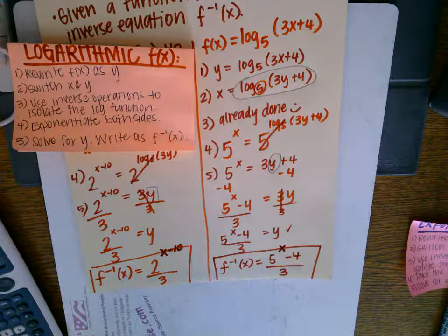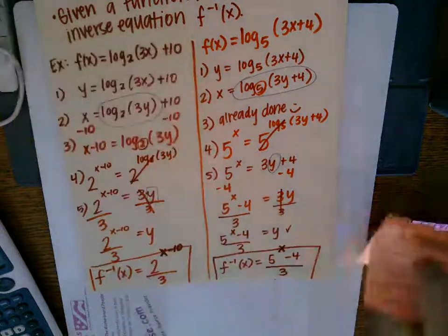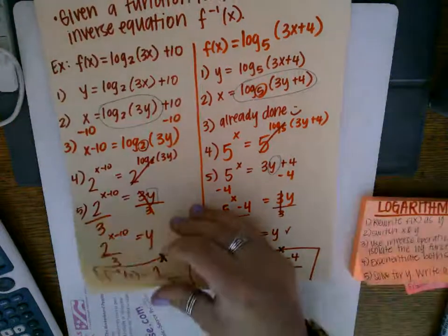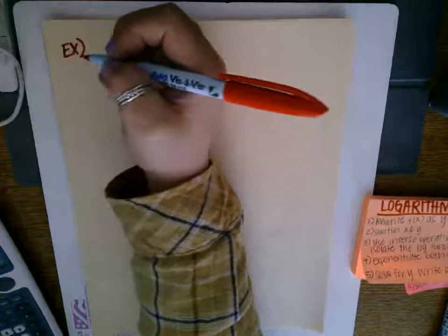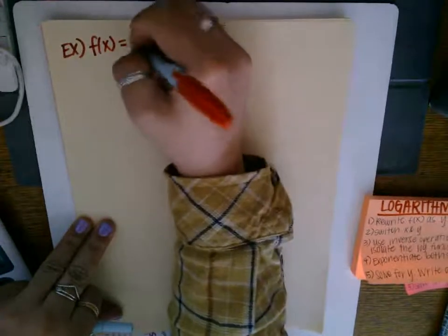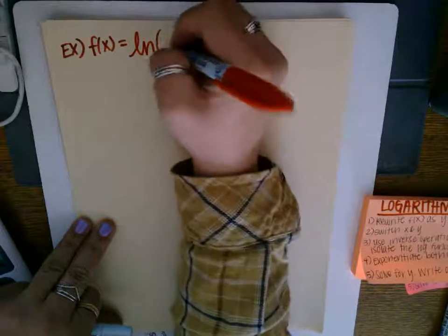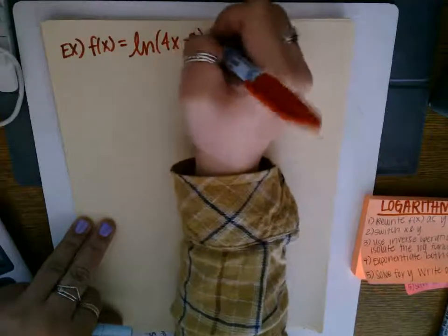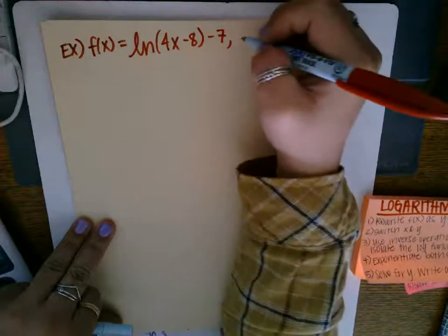Let's do one final example of a logarithmic function. Okay? Let's do one final example of finding a logarithmic function. I'll move my paper down. And let's see. So what if I gave you f of x is equal to the natural log of 4x minus 8 minus 7.